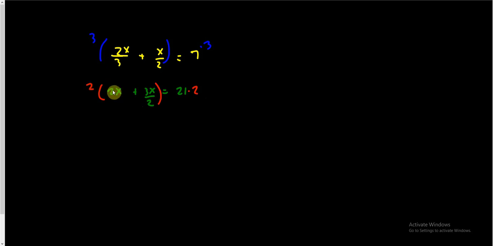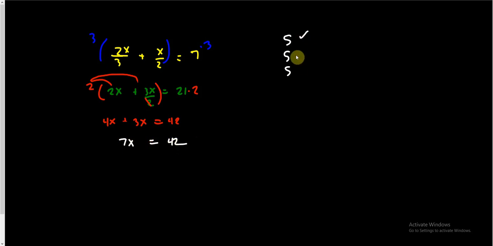Well, 2 times 2x, that's simple, that's 4x. And when I multiply the 2 here, it's going to just cancel with that one, leaving me with 3x. And 21 times 2 is 42. All right, nice. Now we finally can, we've done some killing off of fractions. We can do our triple S. We can simplify. 4x plus 3x is 7x.